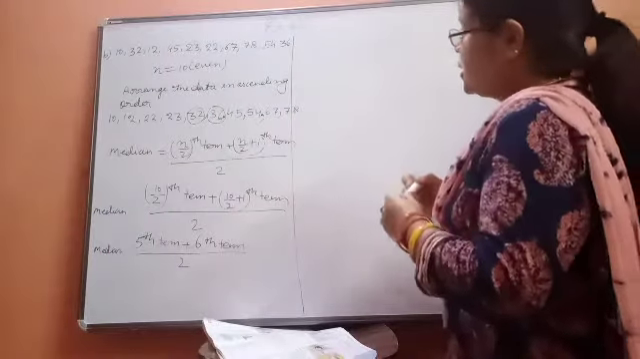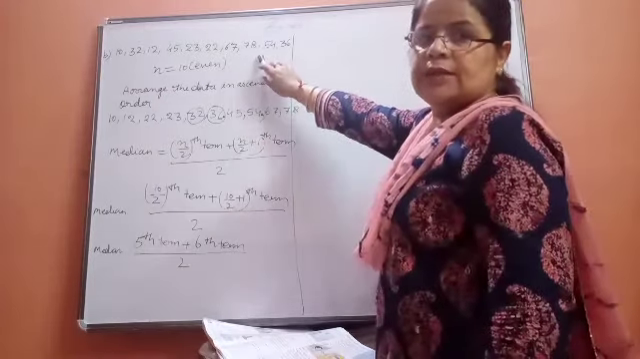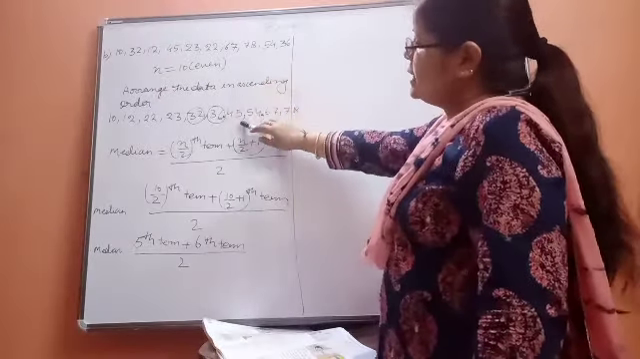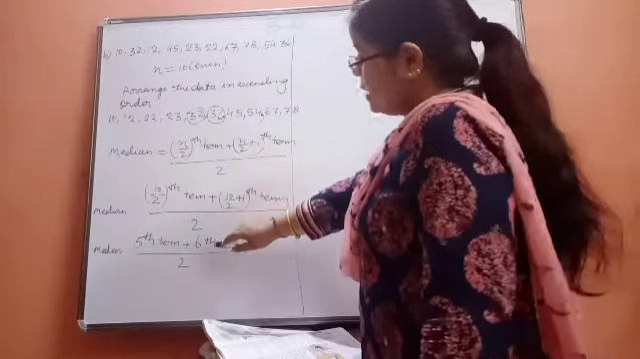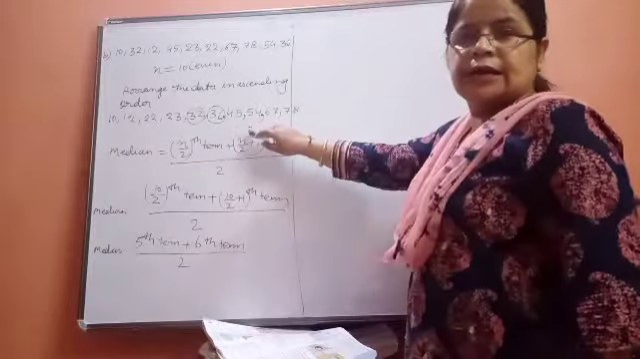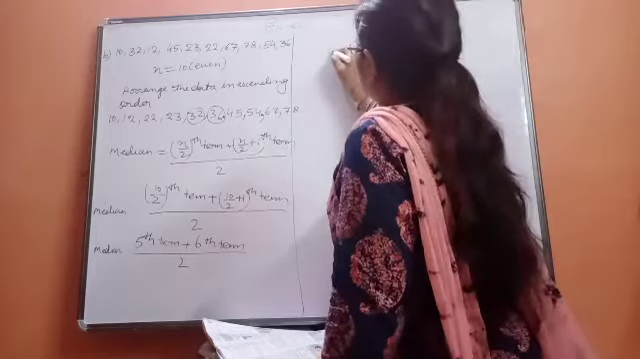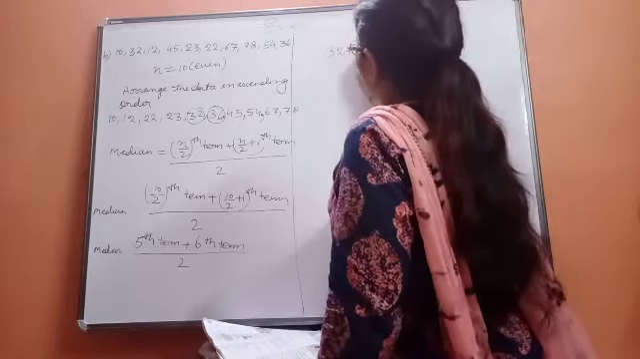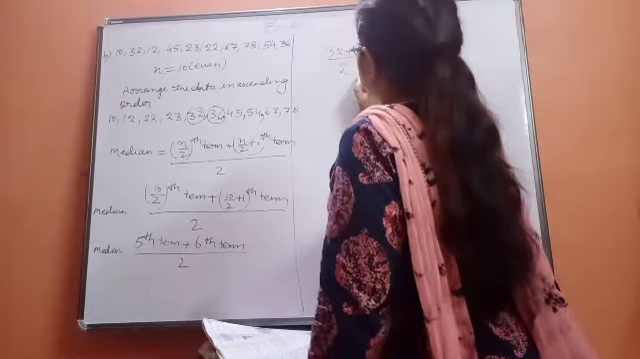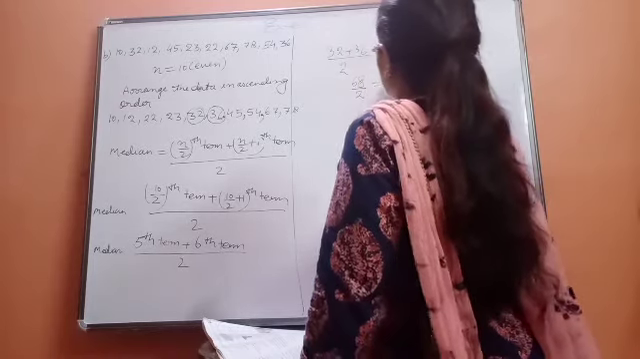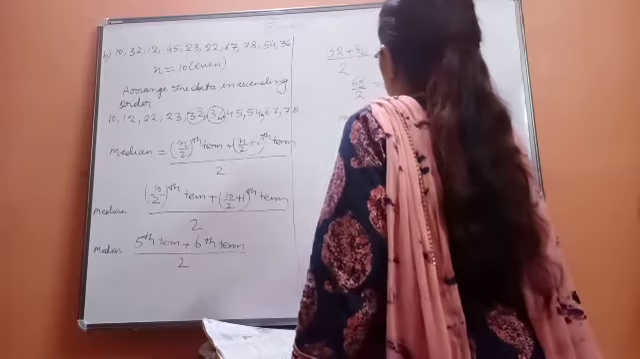Many times the children make the mistake of taking these terms from the unarranged, that is, the given data. No, when you arrange the data, afterwards you will select the terms from the arranged data only. Now the fifth term is 32, plus the sixth term 36, divided by 2. So 32 plus 36 is 68, 68 upon 2 will be 34. So the median is equal to 34.